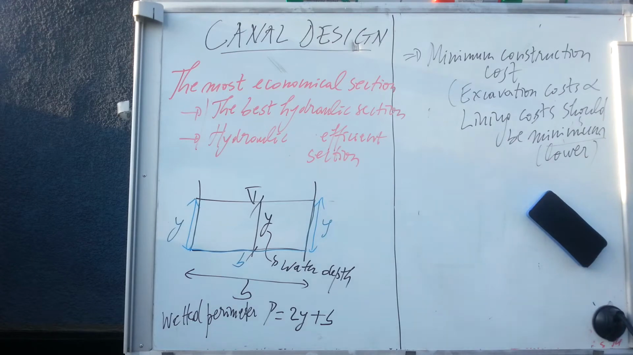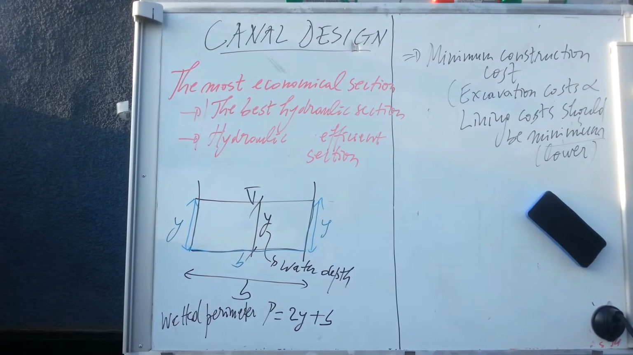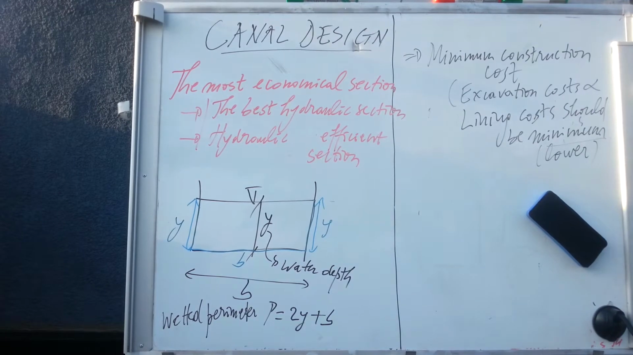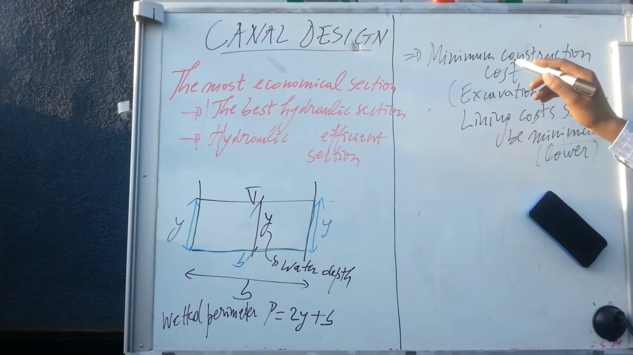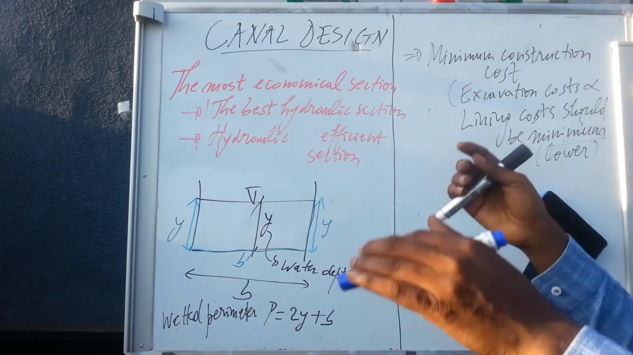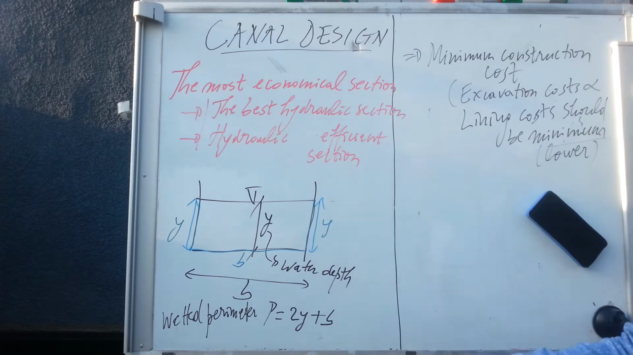So when we are talking about the most economical section, we mean the cost of construction of that canal. When we mean the cost of construction, we mean the cost of excavating and the cost of lining.